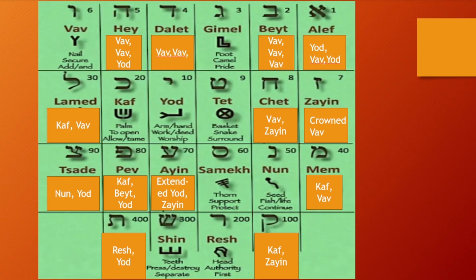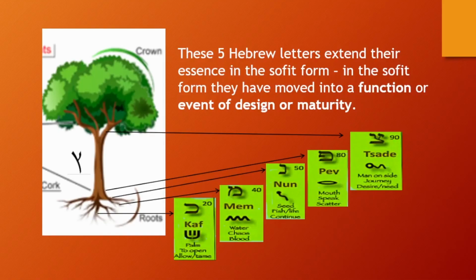All right, so this is just there for your study if you want to use that. I've made this summary. I myself also make use of it a lot. Let's move now to the Sufit letters. These 5 Hebrew letters extend their essence in the Sufit form. What does that mean to say they've extended their essence?